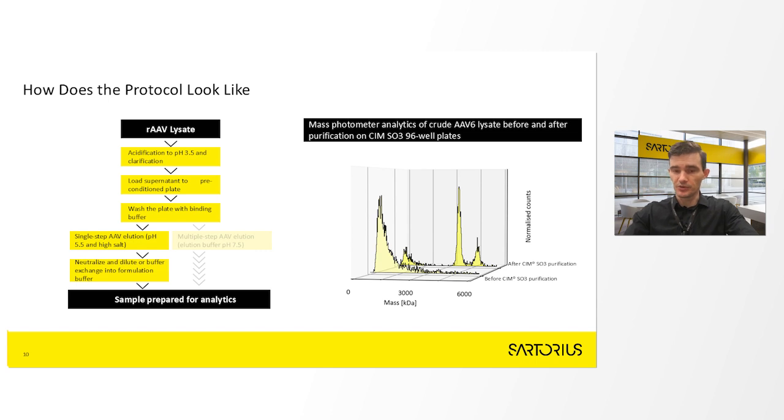Here we can see the beauty of this protocol. In the histogram in front, you can see a sample before SO3 purification, and it's so full of impurities that we cannot discern what is inside. In the histogram at the back, we see a sample purified with CIM SO3 purification, and we can easily discern our empty and full ratio because we removed so many impurities.